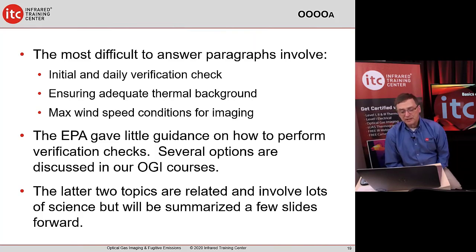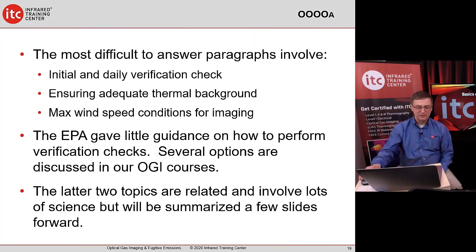The EPA gave little guidance on how to perform the verification checks. In the greenhouse gas rule, they gave you an equation, and they basically say, look at a gas that's 98% or more concentration, and if you can see it, the camera still works. We discussed several options in our course.